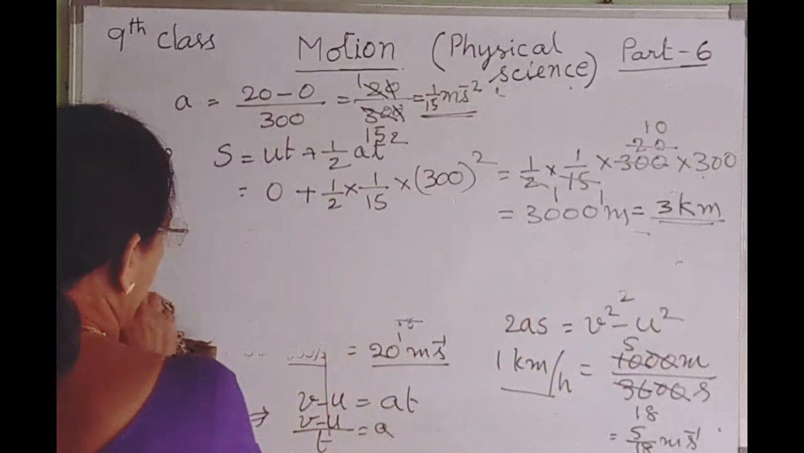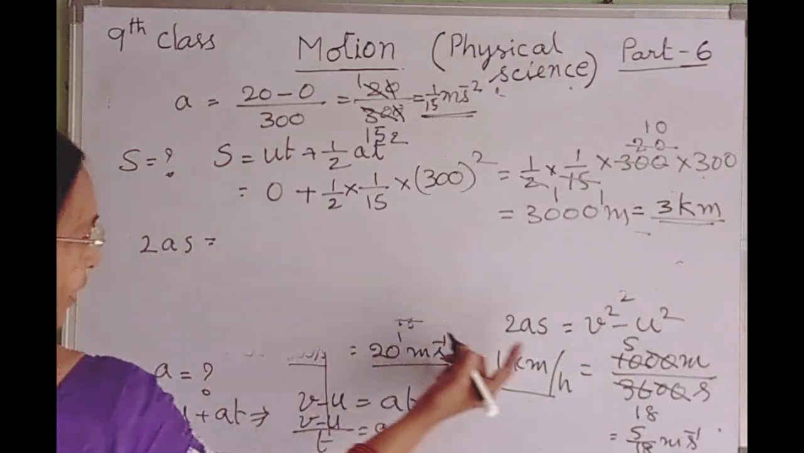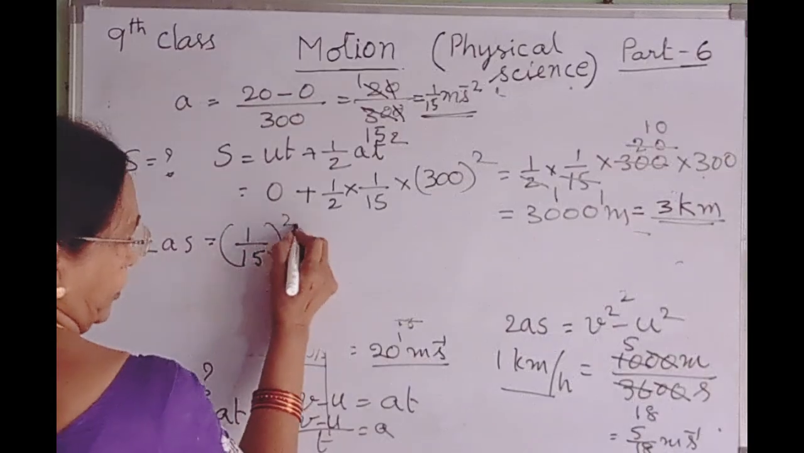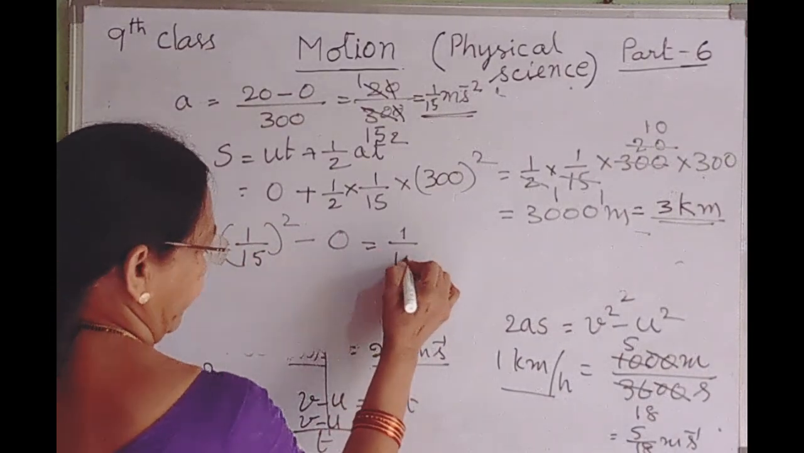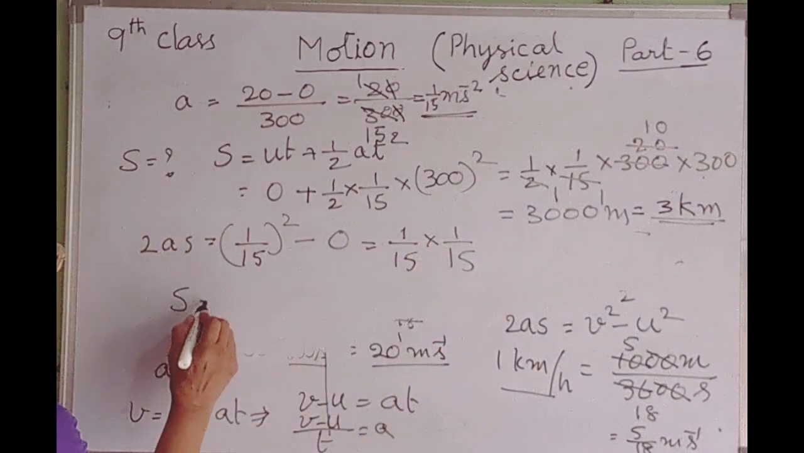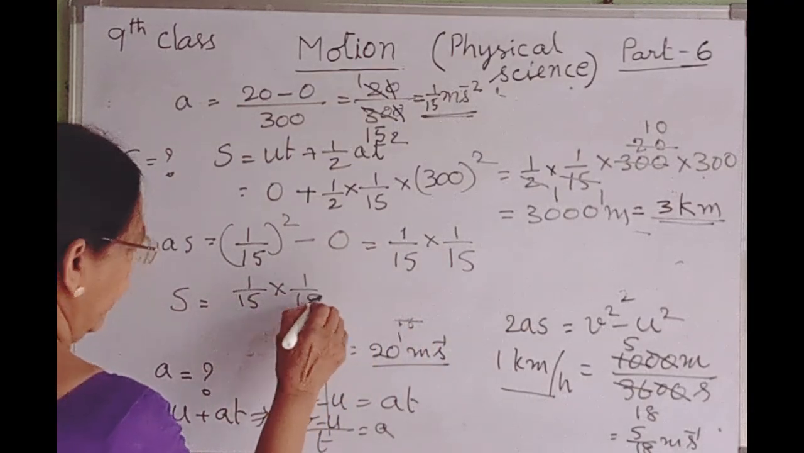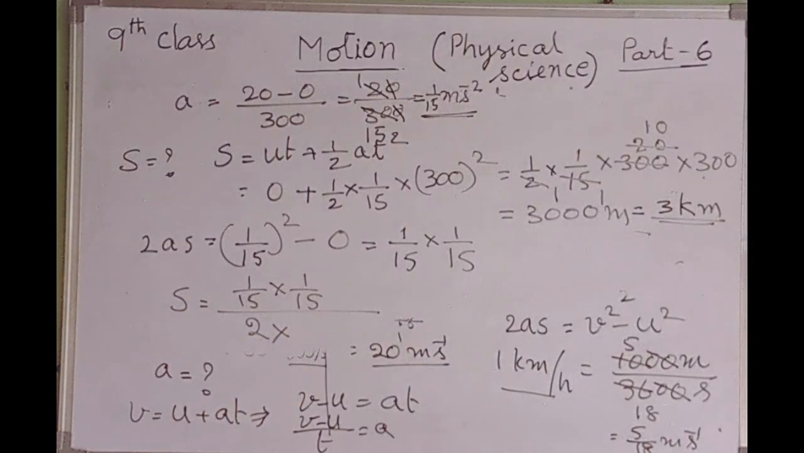So 2as is v square. V is 1 by 15 square minus u is 0, therefore 0 square is 0. So this is 1 by 15. And s is equal to 1 by 15 into 1 by 2 into a. 2 into a is acceleration due to gravity, which is 1 by 15 meters square.